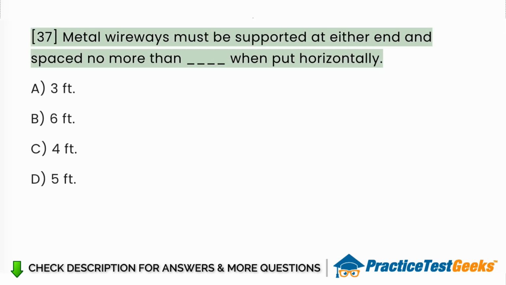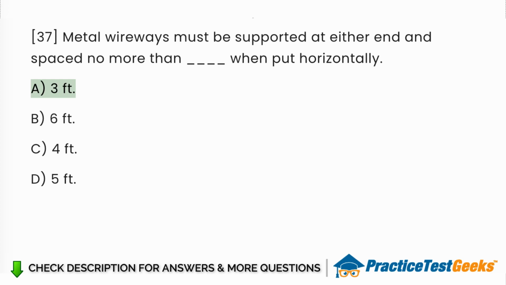Metal wireways must be supported at either end and spaced no more than ___ when put horizontally. A. 3 feet. B. 6 feet. C. 4 feet. D. 5 feet.